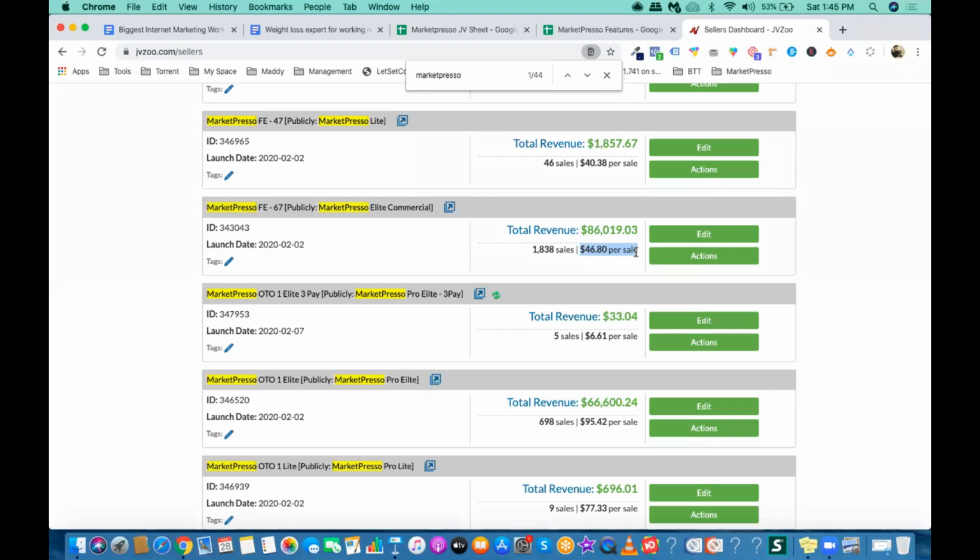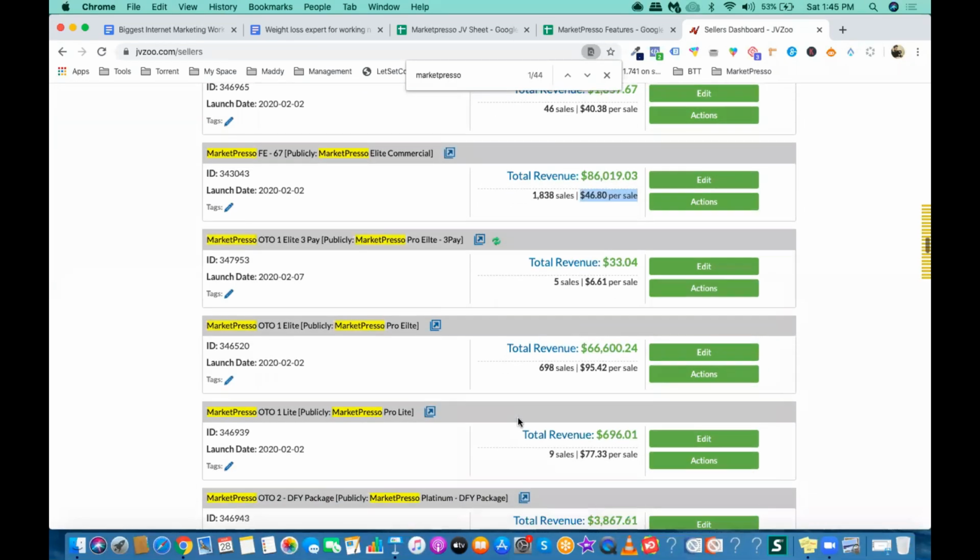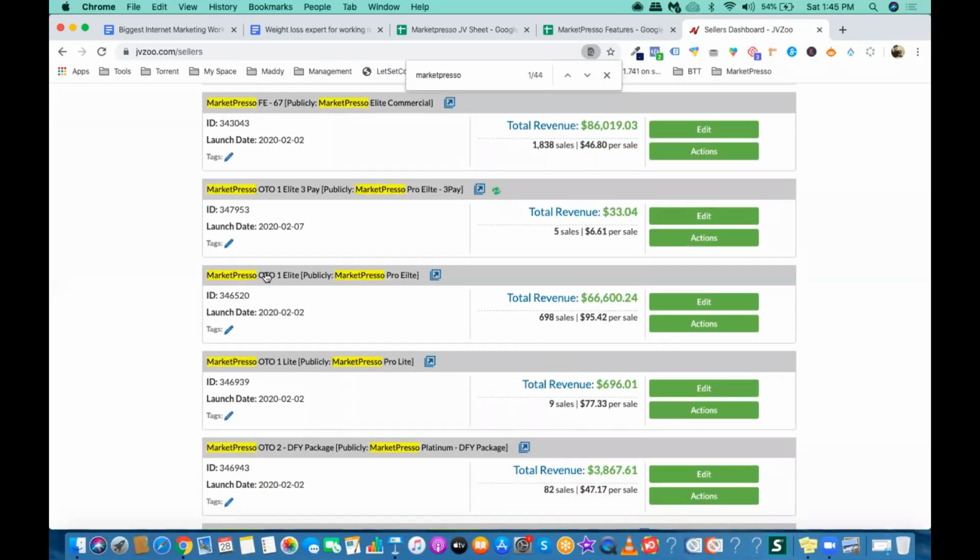Now, once a customer has made a purchase with me, what was the average value of my OTO1? Come on, be quick. If you get the logic, this is exactly double the front end. Do you understand this? Exactly double the front end, right? Let's have a look at OTO2.